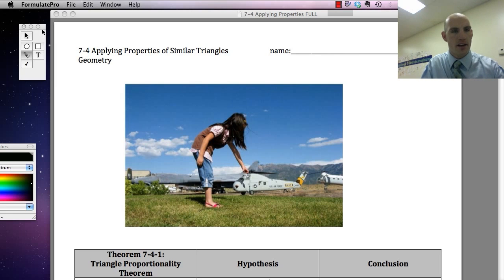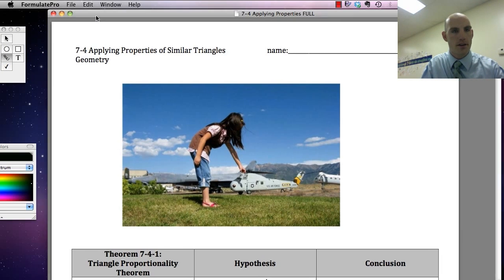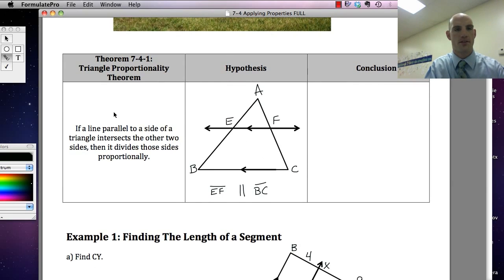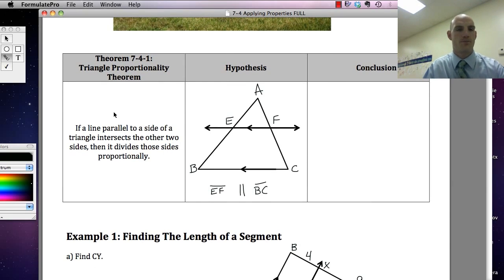And so what I want to look at is, this lesson is about using the properties and specific theorems to try to find lengths in triangles. Okay, and so let's go down here and learn about the first theorem, the triangle proportionality theorem. If a line parallel to a side of a triangle intersects the two other sides, then it divides those sides proportionally. Okay, and so this triangle has a line that's parallel to one of the sides, and I've told you that EF is parallel to BC. So it divides the sides proportionally. The conclusion that we can make is this.